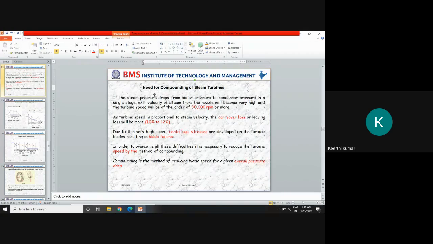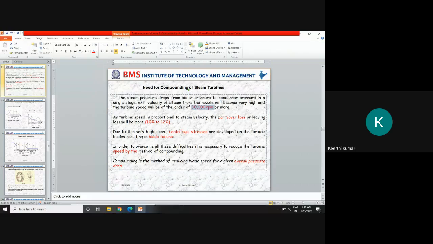And the need for compounding. If it is a single stage, because of the higher velocity of the steam at the inlet, the rotation of the blades or turbine may go up to a speed of 30,000 RPM, which is not desired because centrifugal stresses may develop in the blade, and there may be a failure of the blades. Because of that, this much speed is not desired. So compounding is required. First thing.